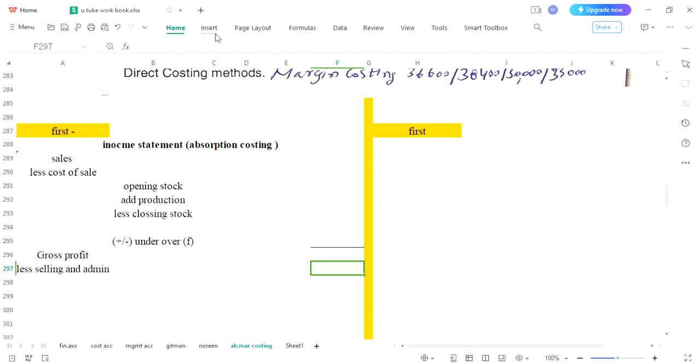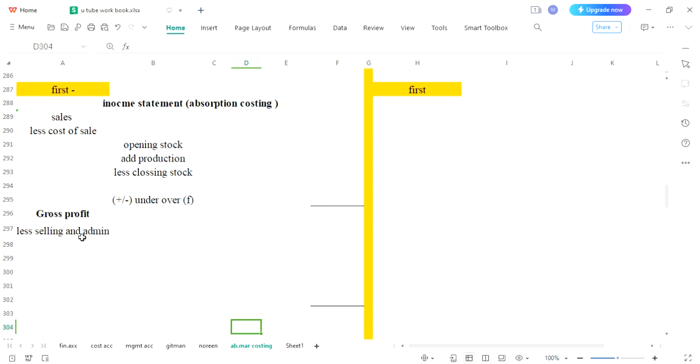Okay guys, when you subtract your cost of sales from sales, you will get gross profit. Let's highlight it. And from gross profit, when you subtract your selling and admin expenses, and here you will count all selling and admin expenses, you will get your final profit, and that would be considered as your net profit, and we have highlighted it.